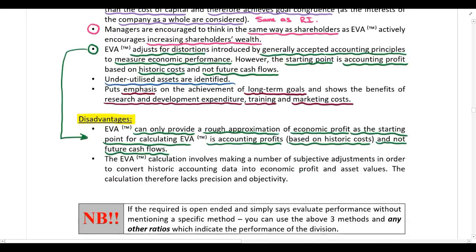And then the last disadvantage of EVA is it requires making a number of subjective adjustments to our accounting data in order to calculate our economic profit and our asset values. So the calculation lacks precision and objectivity.